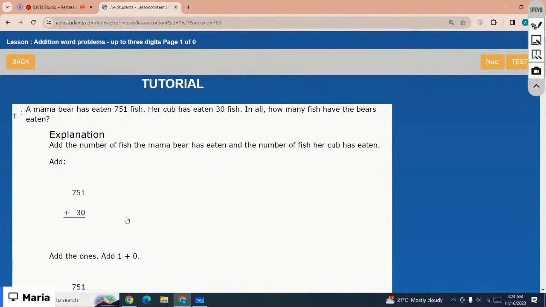So simply you can add the same way. You can add the ones: 1 plus 0 is 1. Then you can add the tens: 5 plus 3 is 8, and 7 you can write as it is.